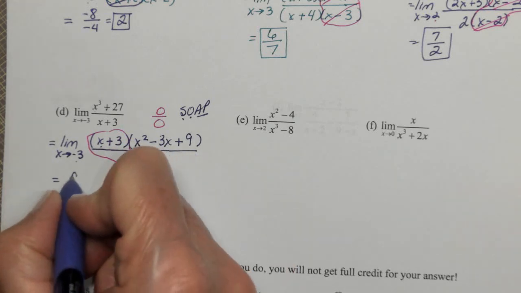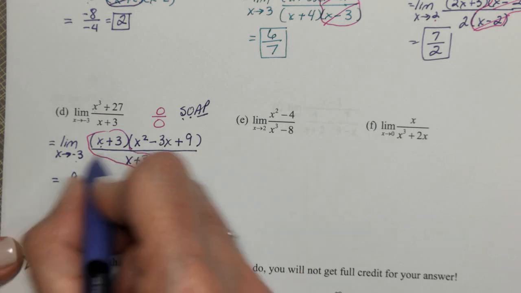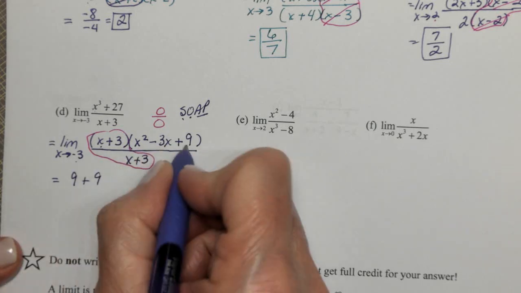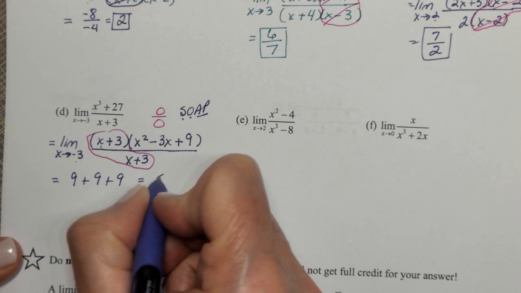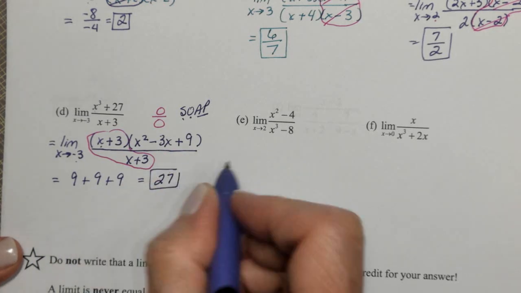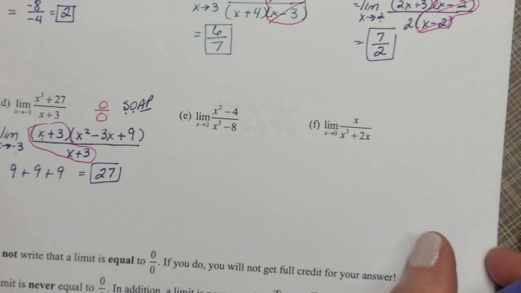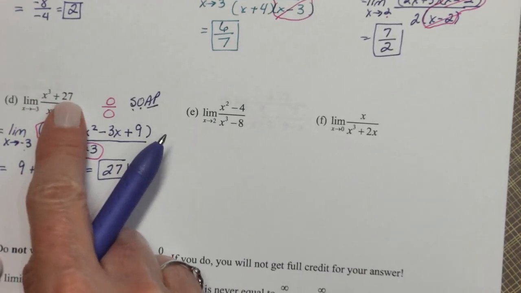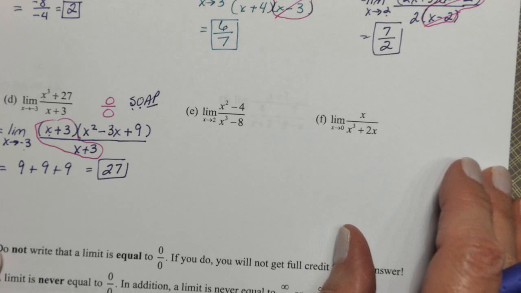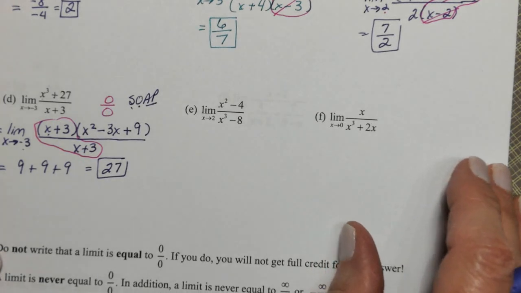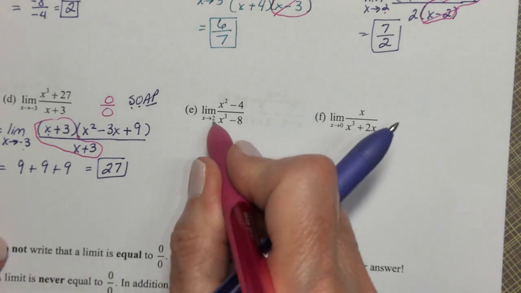Negative 3 squared is 9. Negative 3 times negative 3 is 9. And then there's this 9 in the back. So this is 27. That limit is 27. If we graphed that, we would see that. It's going to 27. All right, couple more.